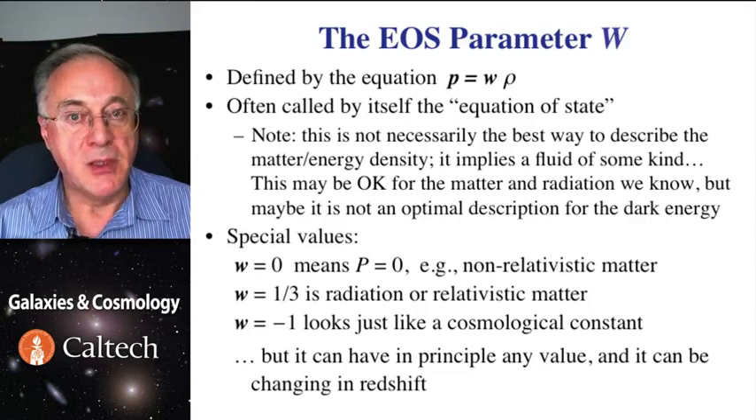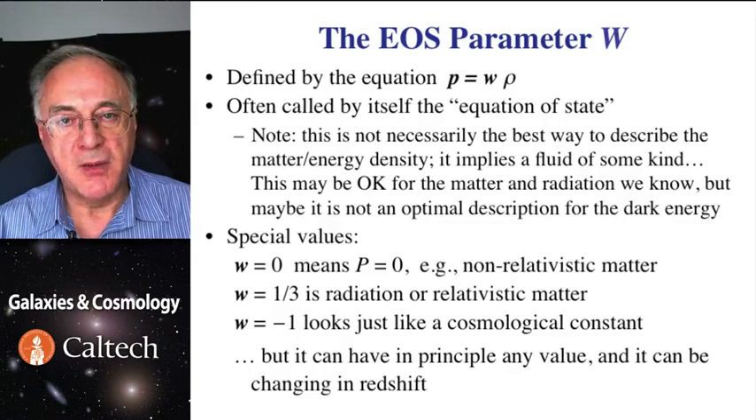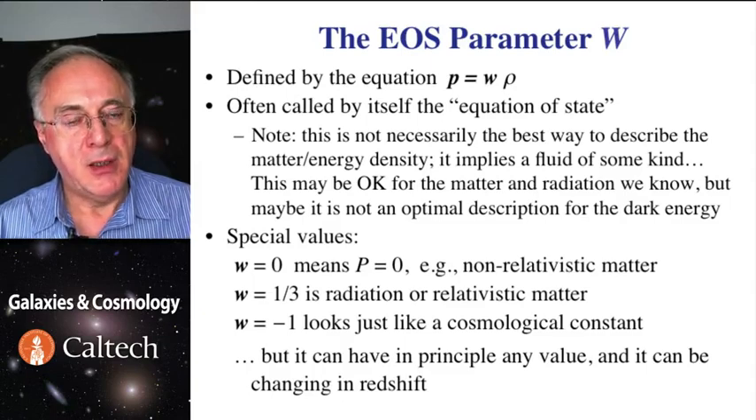W of 0 means that pressure is 0, and so that's a non-relativistic matter, just galaxies or atoms that do not interact other than gravitationally. W of 1/3 corresponds to radiation, photons, or relativistic particles of some kind. And W of -1 corresponds to a constant energy density that doesn't change even though the universe does expand, and that is suitable for cosmological constant.